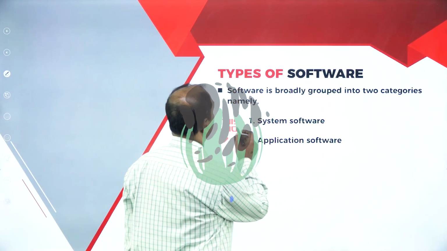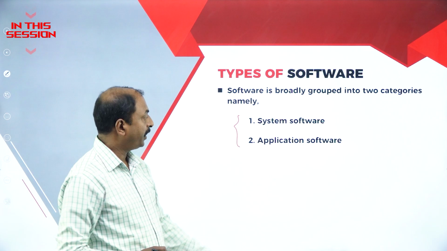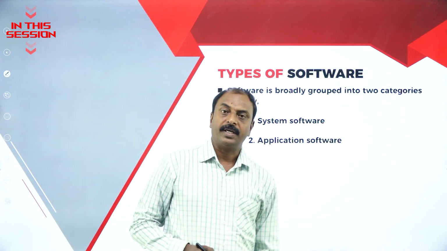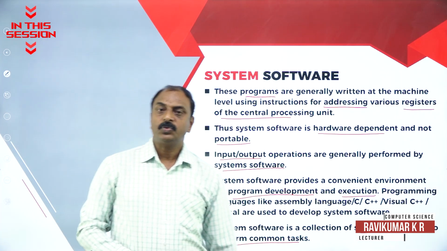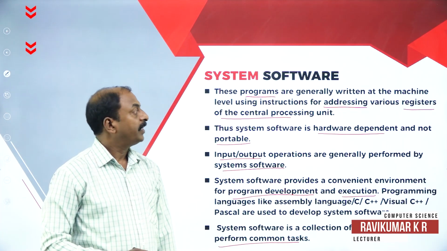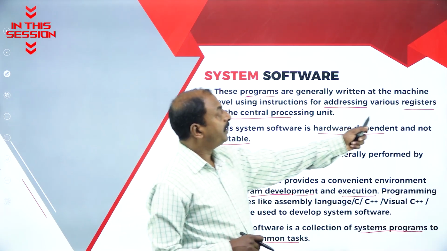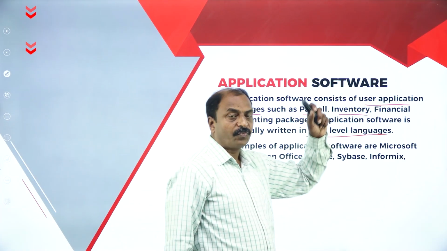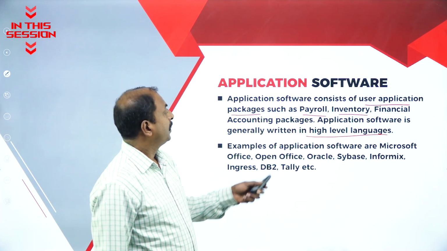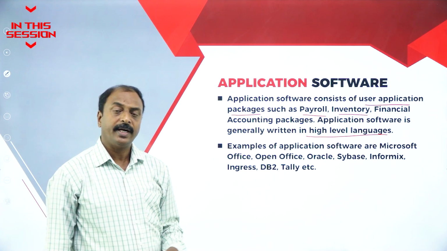Broadly, there are two categories of software. One is system software and the second one is application software. What is a system software? A system software is a software which is written or used to address different hardware components of a computer system. These application softwares are written using high-level languages like C, C++, Java and so on.